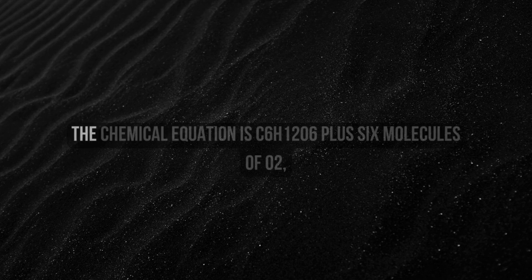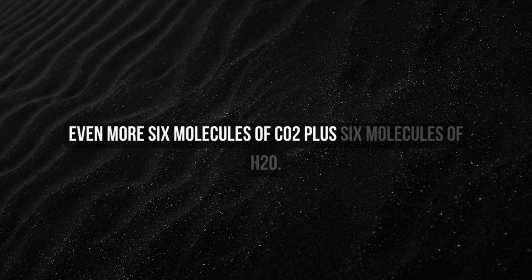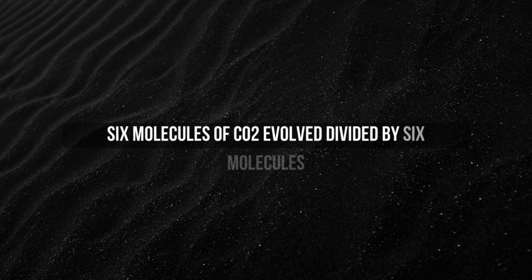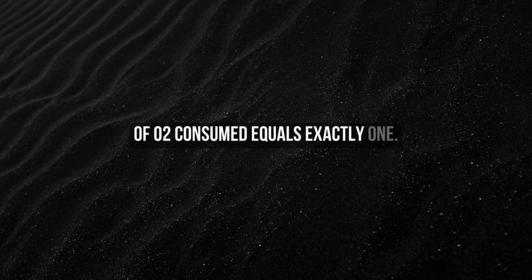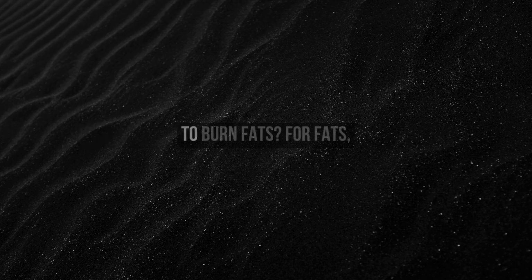And the math is simple. The chemical equation is C6H12O6 plus 6 molecules of O2 yields 6 molecules of CO2 plus 6 molecules of H2O. 6 molecules of CO2 evolved divided by 6 molecules of O2 consumed equals exactly 1. What happens to the ratio if the cell switches its metabolic engine to burn fats?